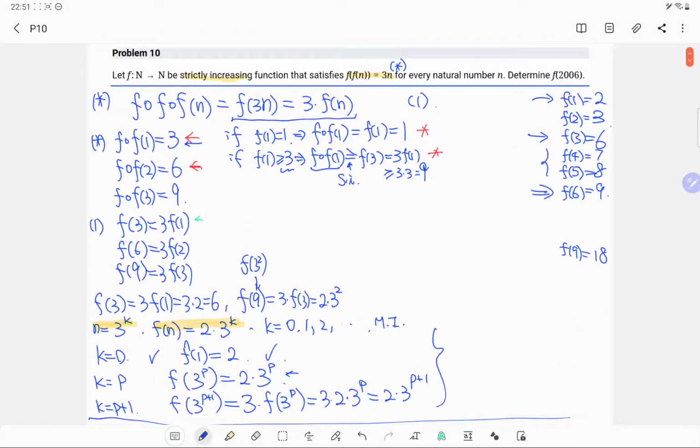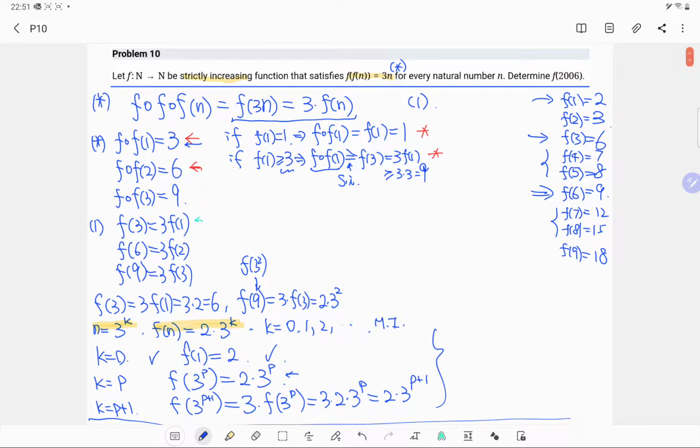So now we should also try to consider what is f of 7, f of 8. We can simply observe that between f of 6 and f of 9 there are only two numbers, but f of 6 is 9 and f of 9 is 18, so it cannot be consecutive integers 9, 10, 11, 12. So possibly f of 7 should be 12 and f of 8 should be 15.